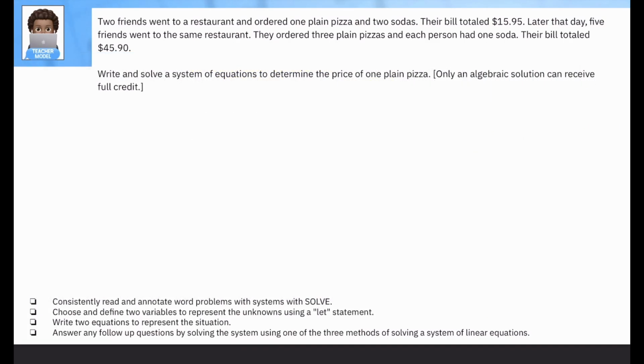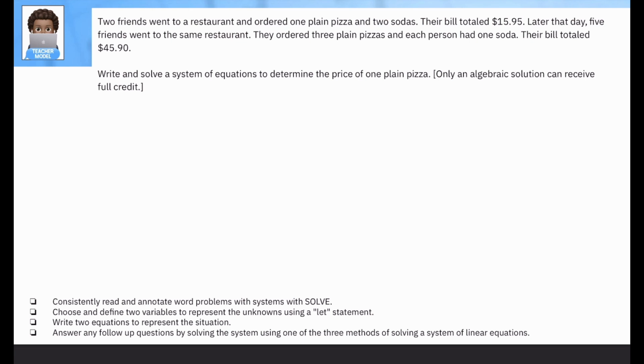Let's jump into our guided practice, and here we go. Two friends went to a restaurant and ordered 1 plain pizza and 2 sodas. Their bill totaled $15.95. Later that day, 5 friends went to the same restaurant. They ordered 3 plain pizzas and each person had 1 soda. Their bill totaled $45.90. Write and solve a system of equations to determine the price of 1 plain pizza. Only an algebraic solution can receive full credit, so no graphing on this one.